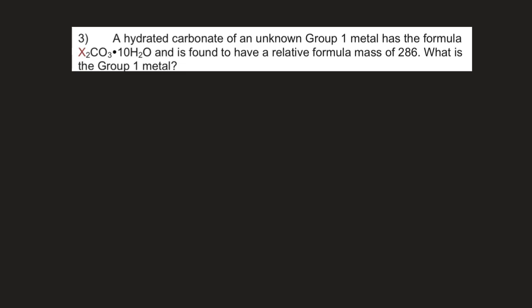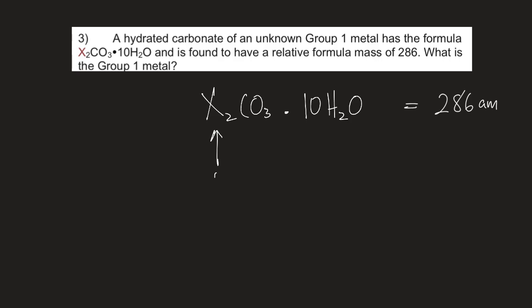It says a hydrated carbonate of an unknown group 1 metal has the formula. So they've given you the formula X2CO3 times 10 H2O. And is found to have a relative formula mass. So this thing is going to have a relative formula mass of 286 AMU. They want to know, what is this? Same as the other one. The other one, the X was just in a different place.